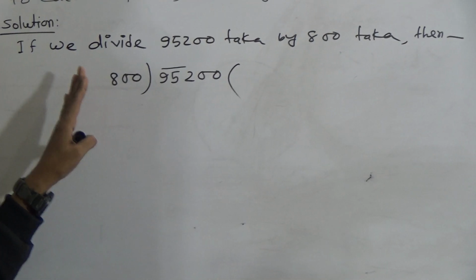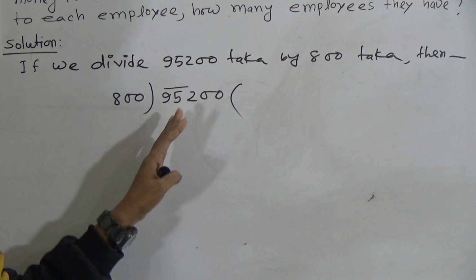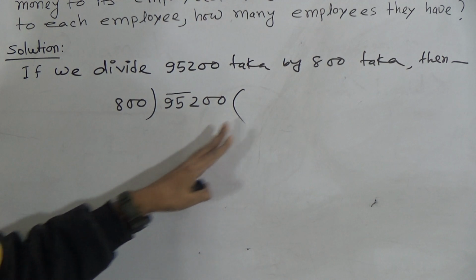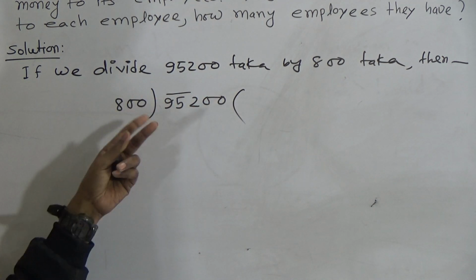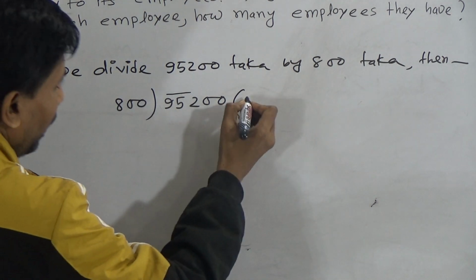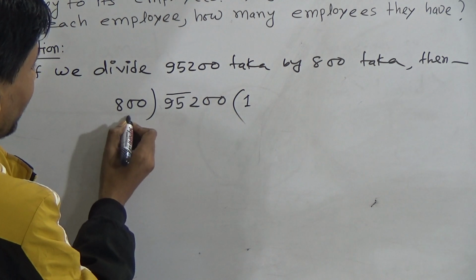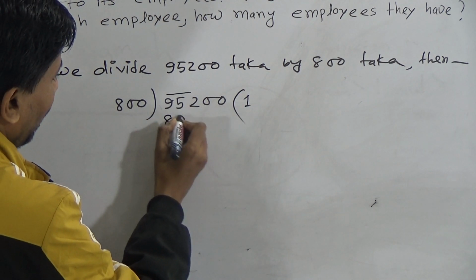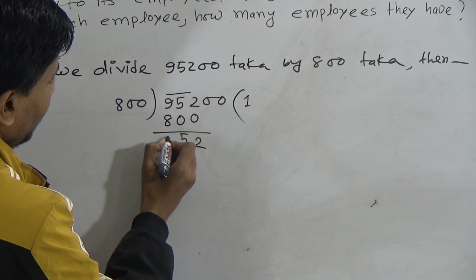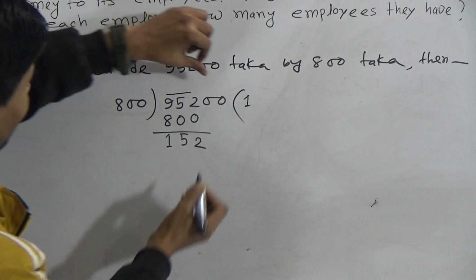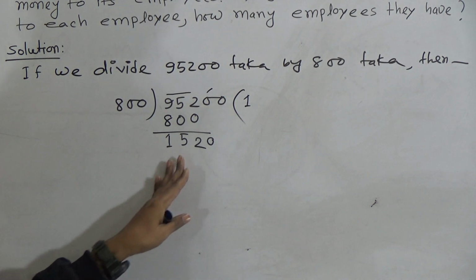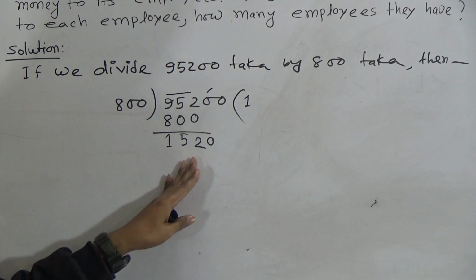Now if we take 1 times of 800, then we get smaller than 952. But if we take in here 2 times of 800, then the product will be larger than 952. So you have to take here only 1 times. Now 800 into 1 equal to what? 800. Now subtract. 9, 5 minus 8 equal to what? 1. Now you have to bring down this 0 in here. Now it becomes 1520.